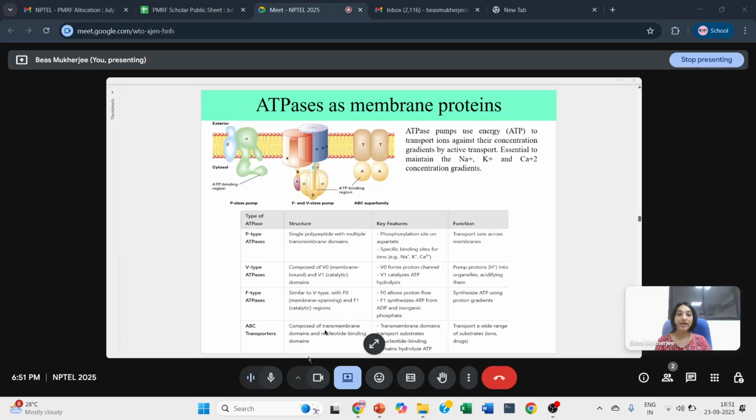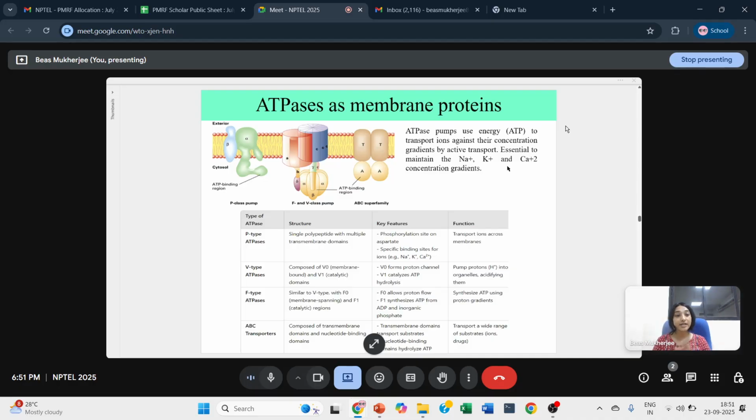Okay. So ATPases are very important membrane proteins. You already know their function. We'll look at the different types of ATPases. ATPase pumps use energy in the form of ATP to transport ions against their concentration gradient by active transport. They are essential for maintaining Na+, K+, Ca2+ concentration gradients.